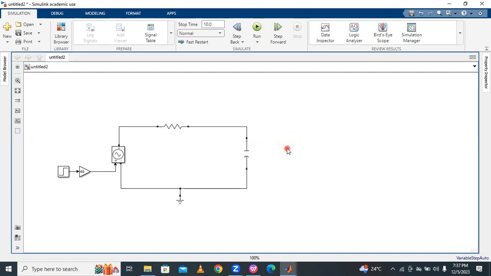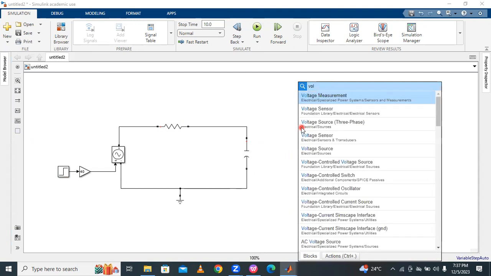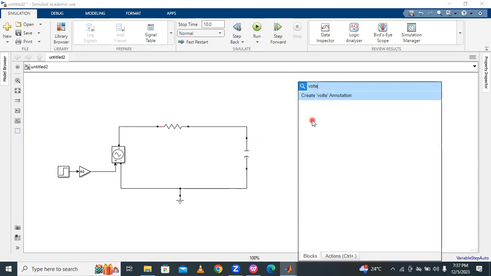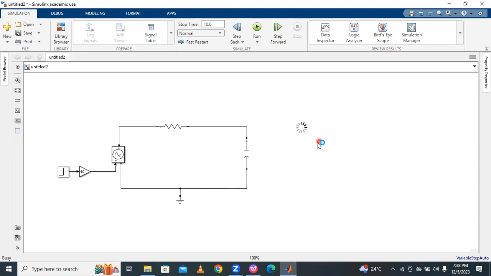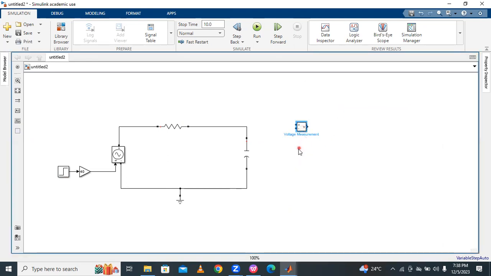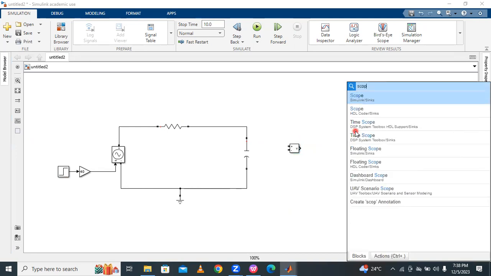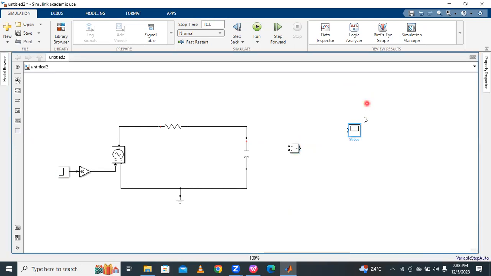So if you want to measure the input voltage and then the output voltage, take one voltage measurement block and place it here. And also you want to measure the waveform, so take one scope to identify the response across the capacitor. Connect like this. This is the voltage across the capacitor.